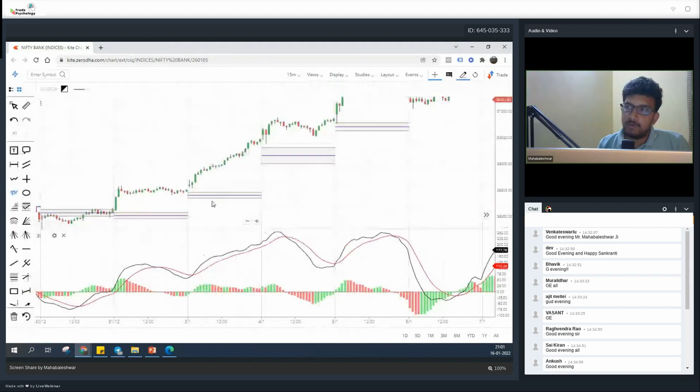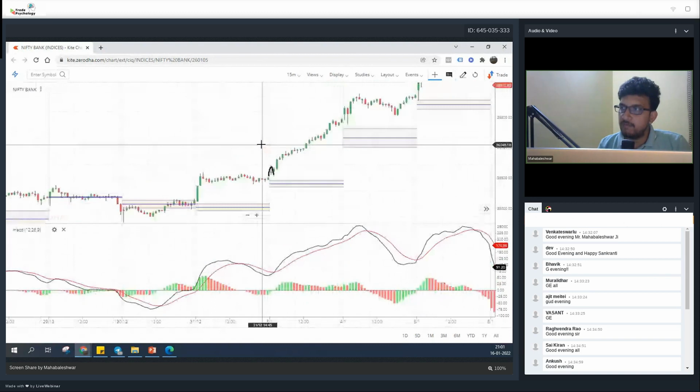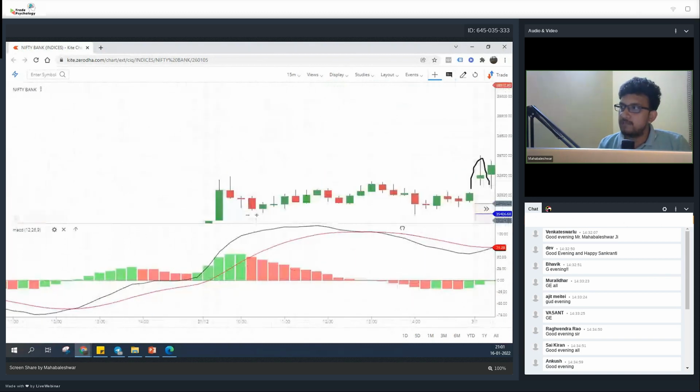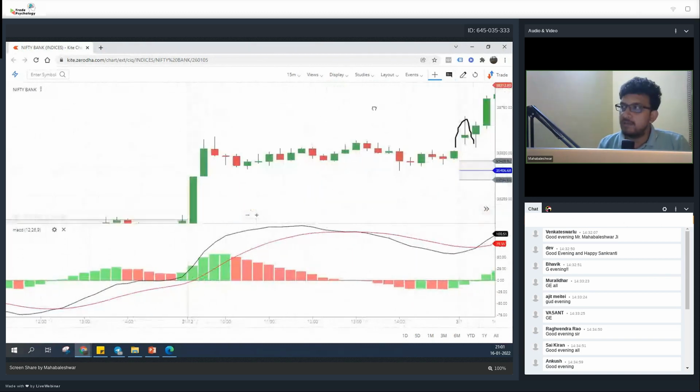So Bank Nifty opened. Whenever the market opens at around 9:15, you'll be having 1 or 2 candles. That is where you get the CPR levels. It will be generated automatically, and it will be there for the whole day.